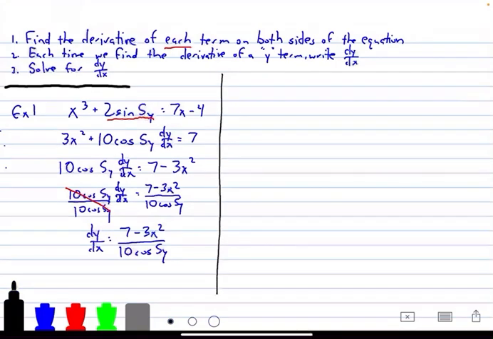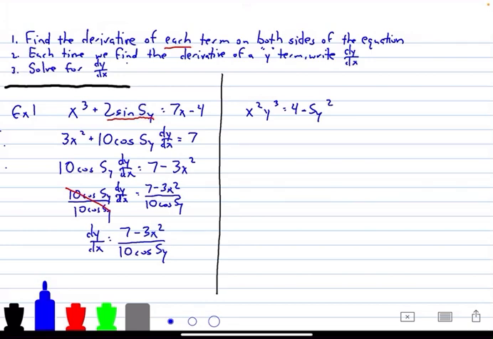Alright, so now let's look at another example where we would have to use the product rule, but we use the product rule within the chain rule. All right, so like we said, we can use both rules together with each other. Okay, so here we're going to say x squared times y cubed is equal to, let's just say 4 minus 5y squared. It's just random.